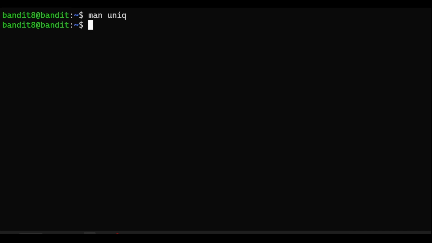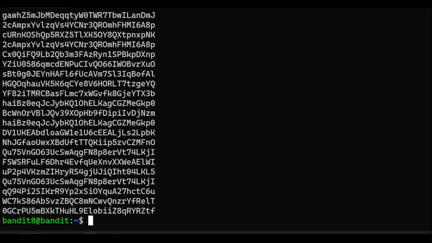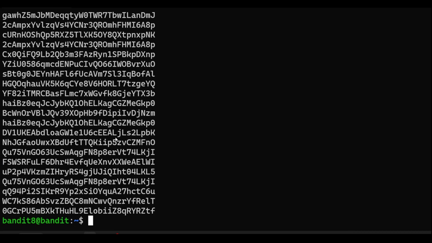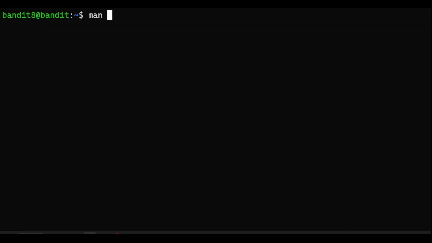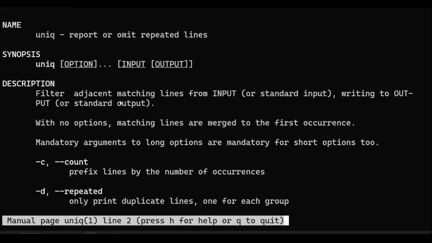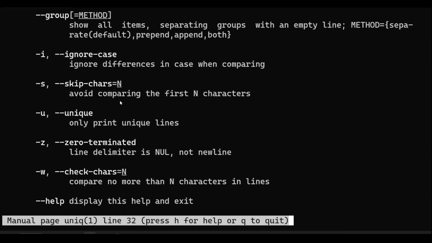Okay, it is minus u. Okay, wait, cat data.txt unique minus u. It's not that. Okay, it's 100% not that. So it is not that for sure. Then what could it be? What is this madness? Madness, fam, madness.